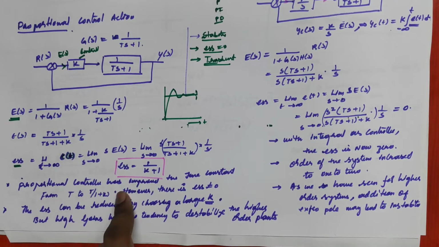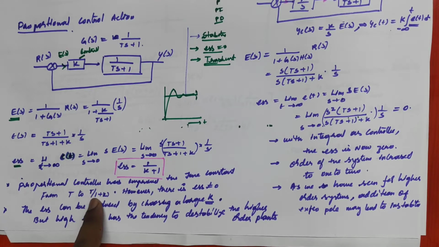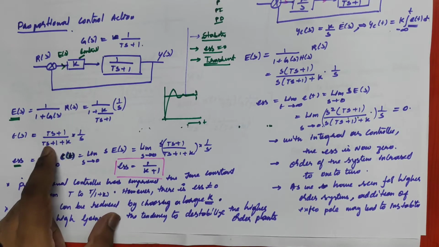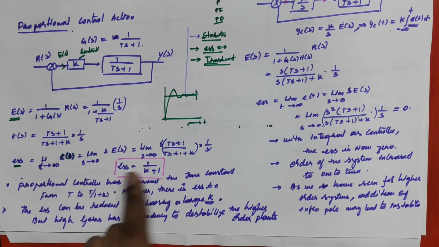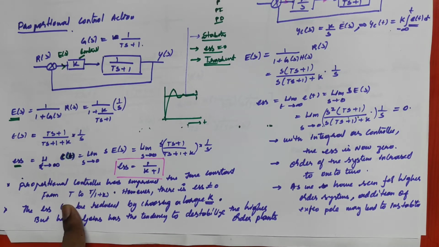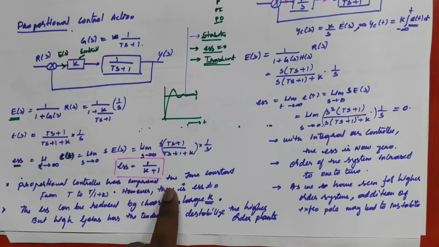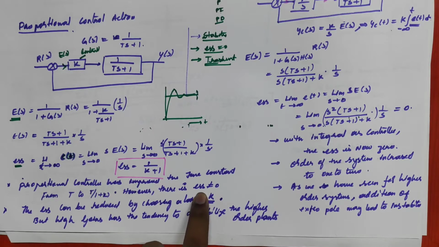The proportional constant has improved the time constant from T to T by 1 plus K. So the time constant for this system is T by 1 plus K. We have improved the time constant, right? That means we improved the response. However, the error of this system is not equal to 0, right?